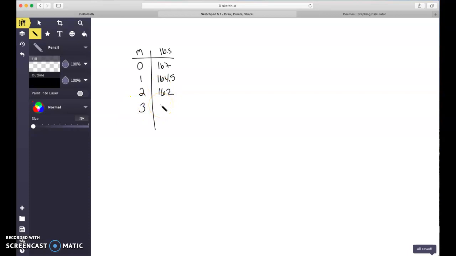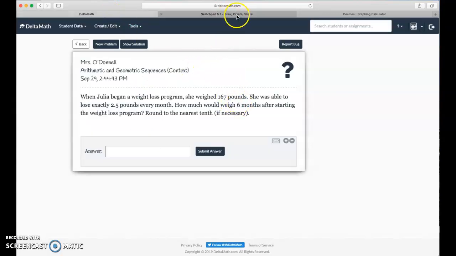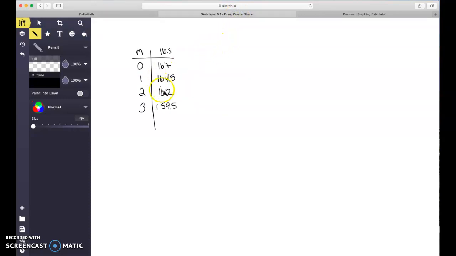After 3 months, she's lost another 2.5 pounds, right? And we could just keep going recursively, 159.5, until we get to the 8th month, which I think, how many months did they want? Oh, they just wanted 6 months. So we could just keep going recursively and subtracting 2.5 each time. Or we could come up with our formula, which we know is arithmetic. A sub n equals our first term plus our common difference times n minus 1.